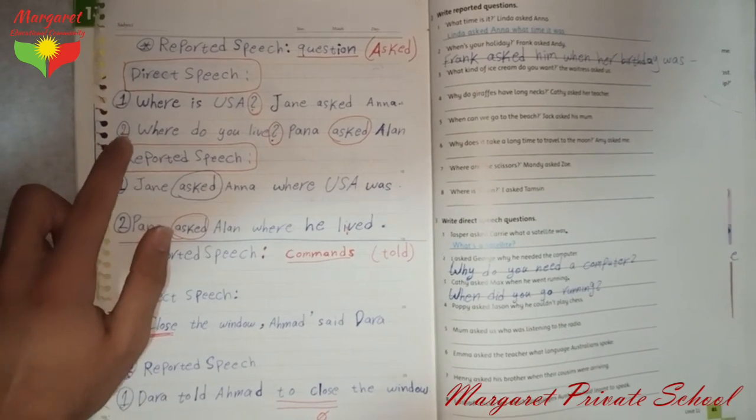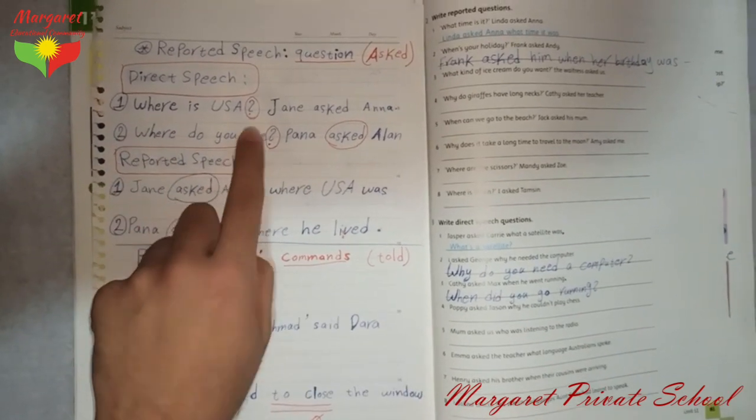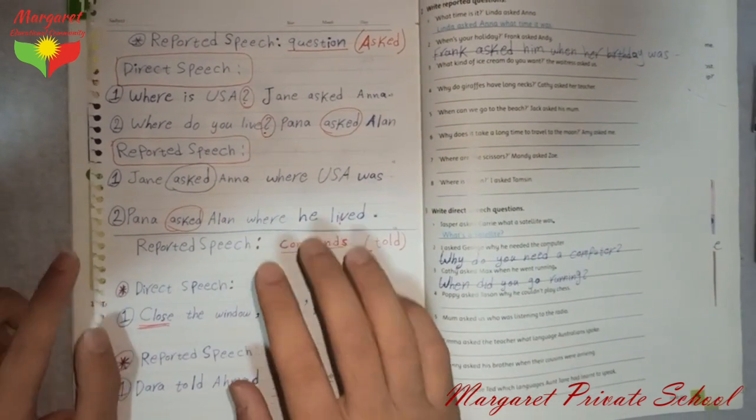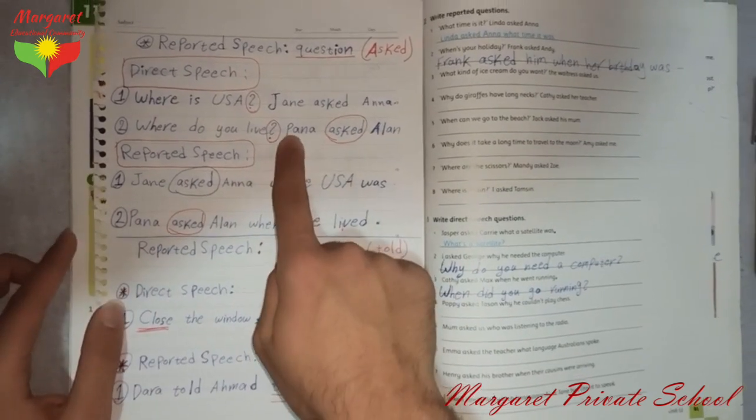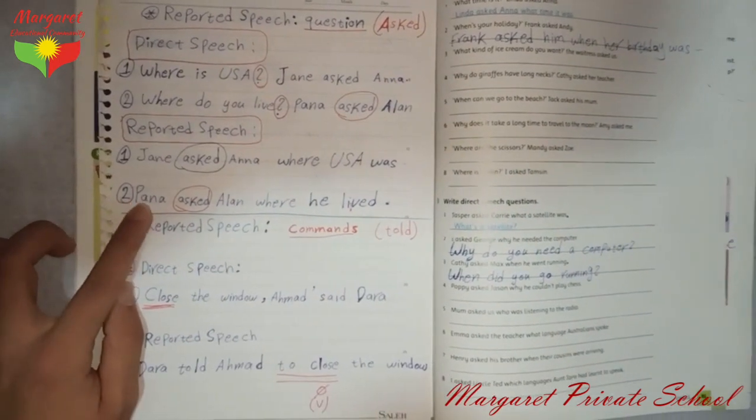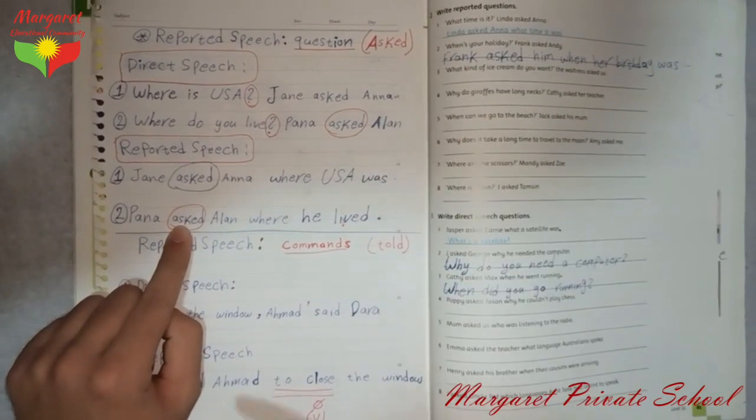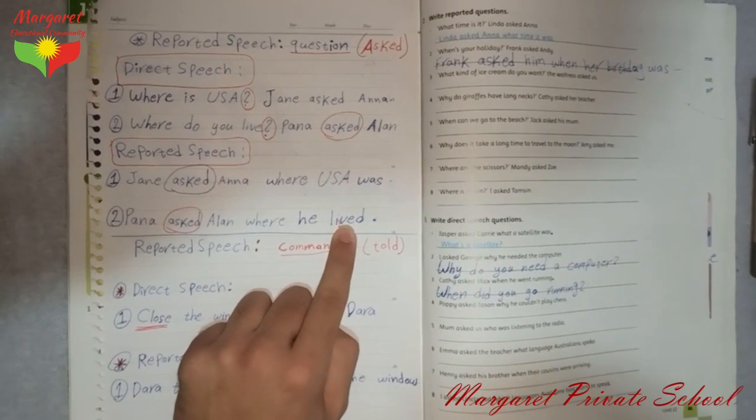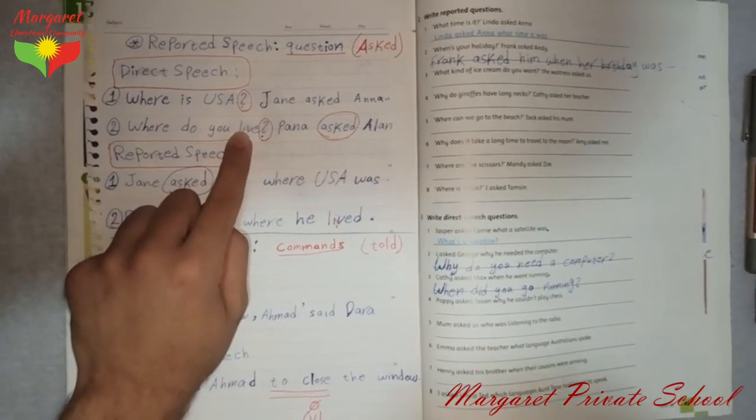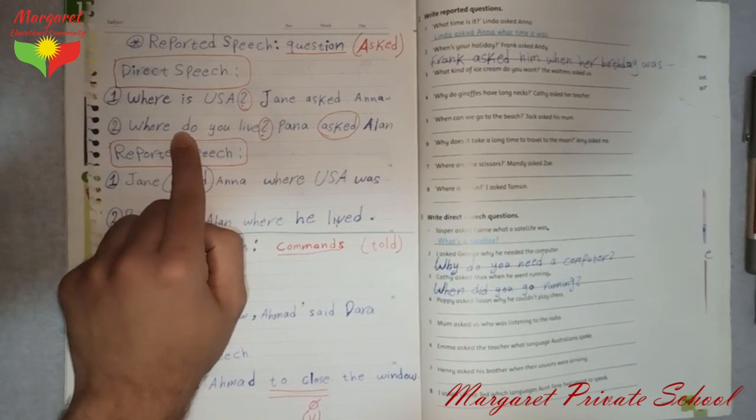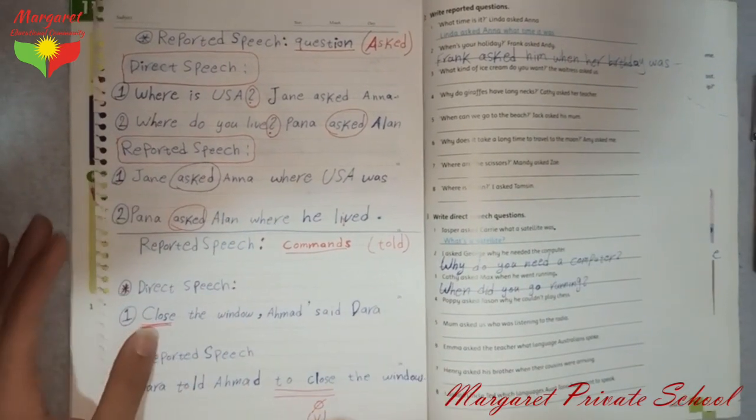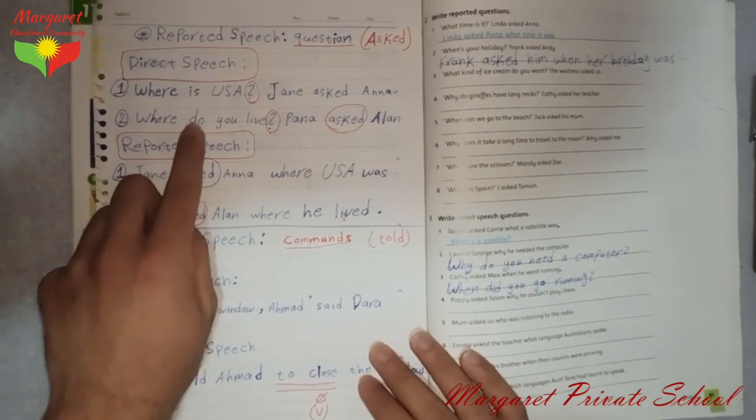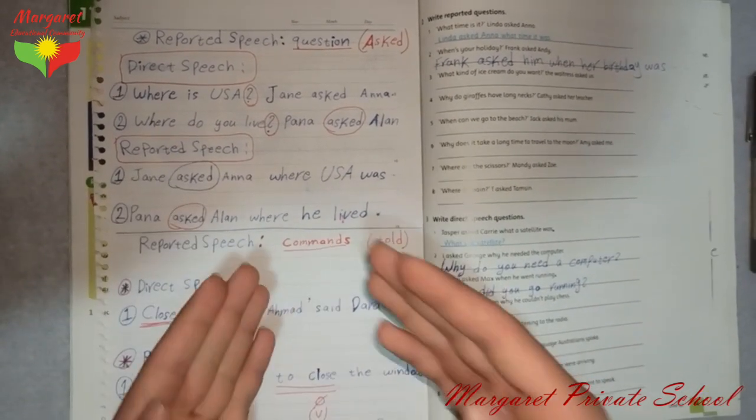And look at the second example. Where do you live? Pana asked Alan. We applied the same rule. We put down the first name, then we use asked, which is the rule, then Alan, the second name, where he lived. Because we have live here, this is present. Do you see do? Do is present, and we remove do, and we add ed because we want to change it into past. This is a question, and we reported this question.